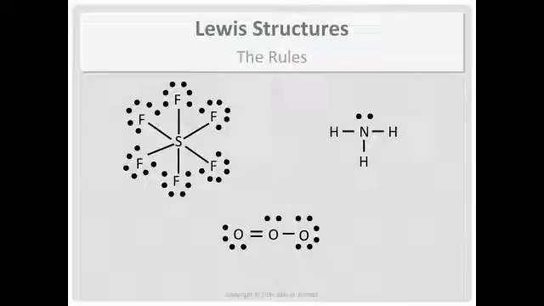Learn how to write Lewis structures. Here are three molecules: sulfur hexafluoride on the left, ammonia on the right, and ozone on the bottom. And we're going to go over the rules that'll let you come up with these structures.